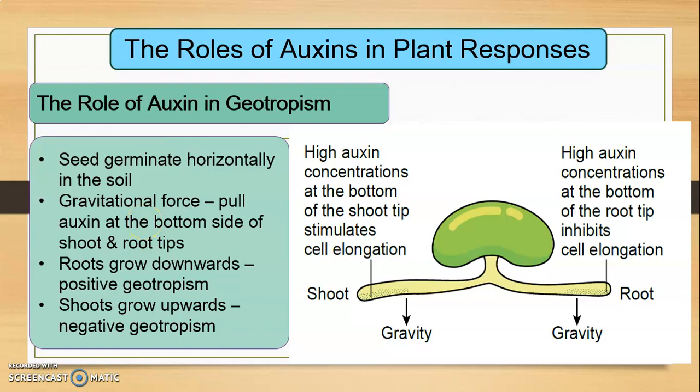For the seed germination, the gravitational force will pull the auxin to the bottom side of the shoot and the root tips. Then roots grow downwards. Roots growing downwards shows positive geotropism, and the shoot grows upwards. Shoot growing upwards shows negative geotropism.